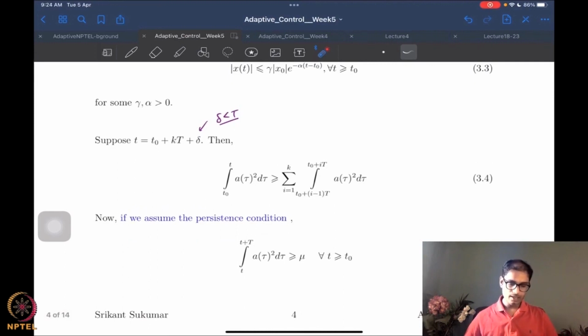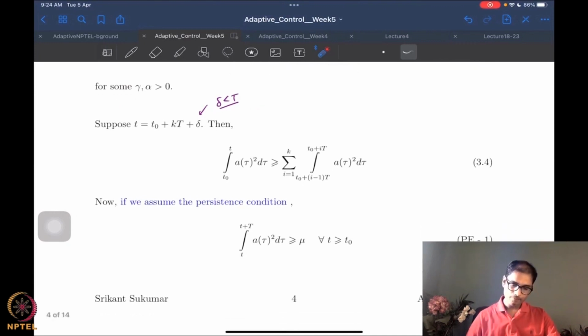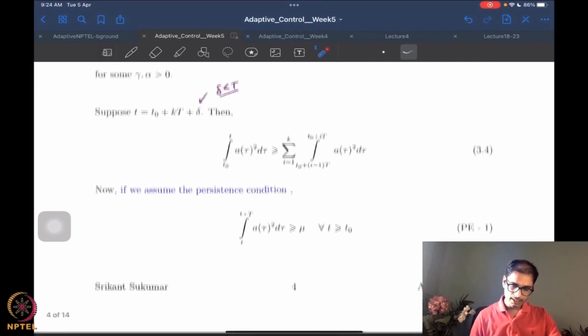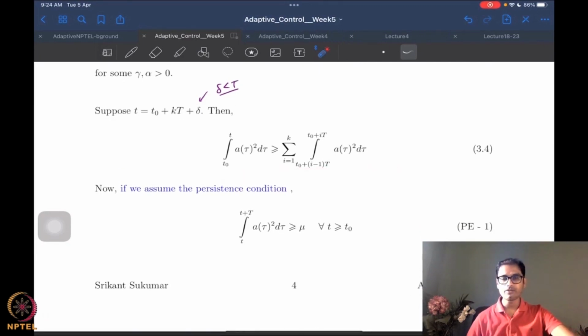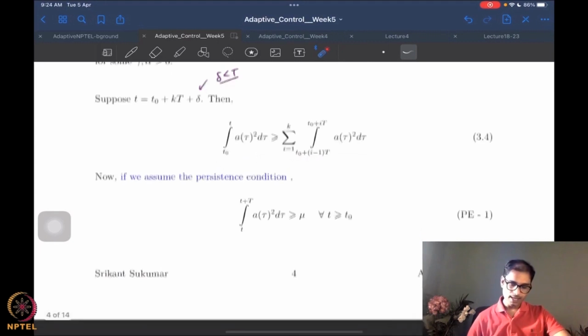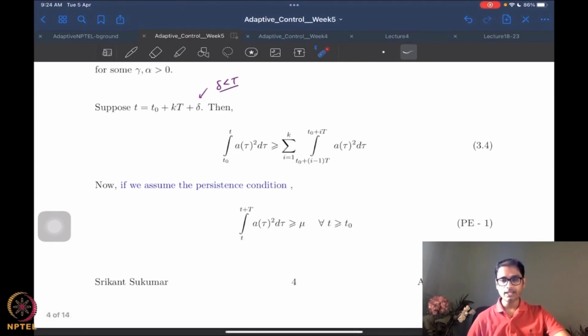So let's look at how this will work out. You have this kind of an inequality in equation 3.4. And then if we assume persistence of excitation as per our definition, then what would we have? We would have that the integral of a squared tau from t to t plus capital T is greater than or equal to mu, and this has to hold true for all t greater than or equal to t0. Okay, and we are going to use it here.